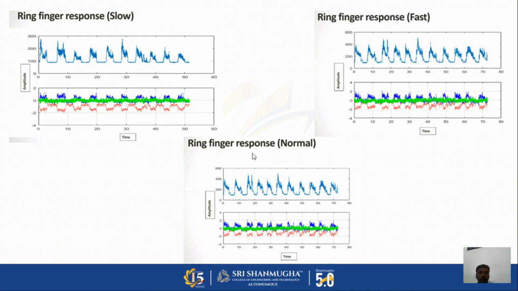Next, EMG signal response during normal speed movement of the ring finger. During normal movement, muscle contraction is stronger than slow movement but not as intense as fast movement. Therefore, the EMG signal amplitude is moderate. This type of signal pattern represents the normal hand movement we perform in daily activities such as grasping objects or typing.